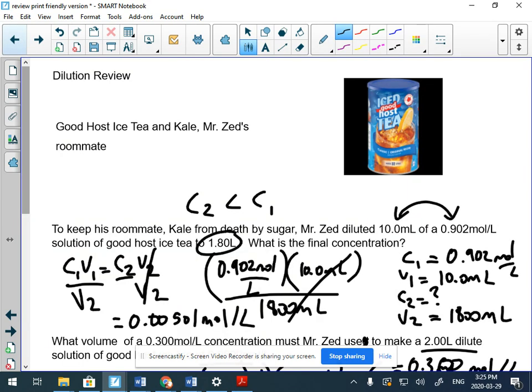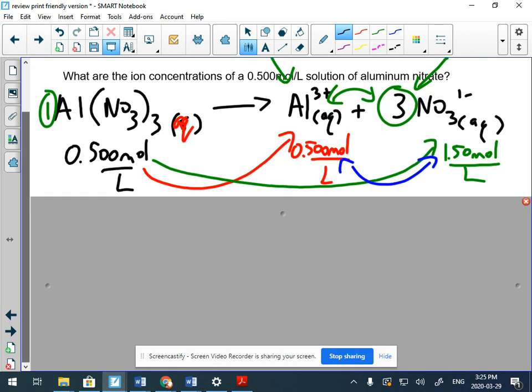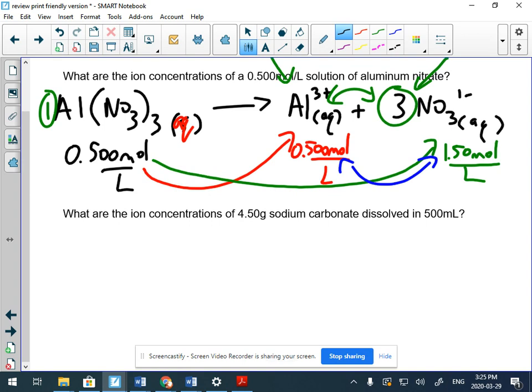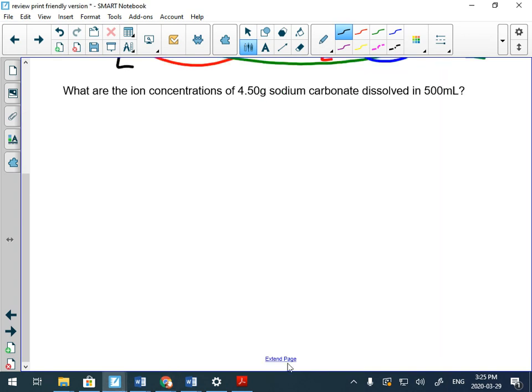Okay, let's try a little bit tougher problem. Oh, that's the one from earlier. Okay, so I think we're getting this mole ratio. We've already practiced mole ratio. Now we're going to pump up the jam with a tougher one. This says, what are the ion concentrations of a 4.5 gram sodium carbonate dissolved in 500 milliliters? Now, ions and concentration is moles per liter. So because we want ion concentration, we need to write out the dissociation reaction. However, we're not given concentration, so we've got 2 steps to this. One is a dissociation, and the other is unit analysis.